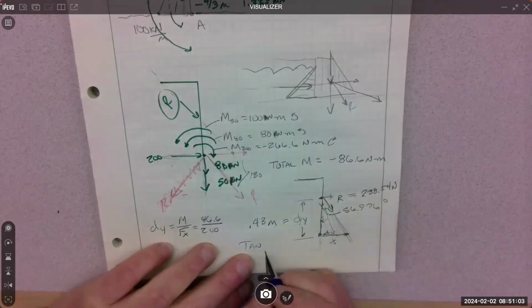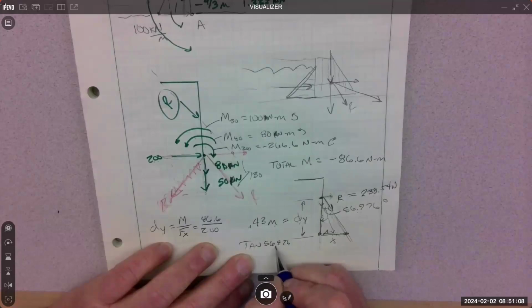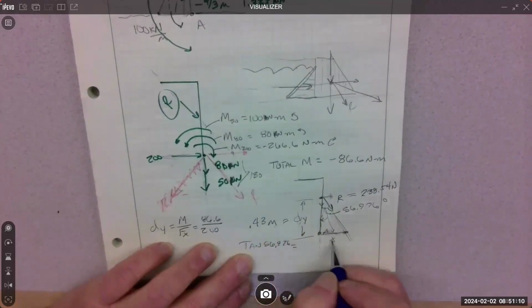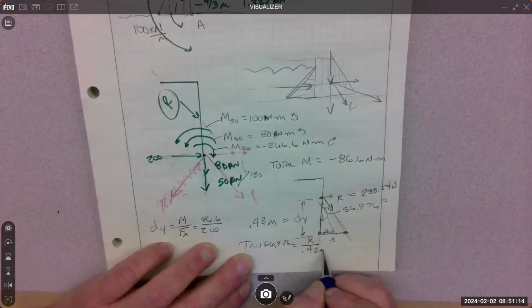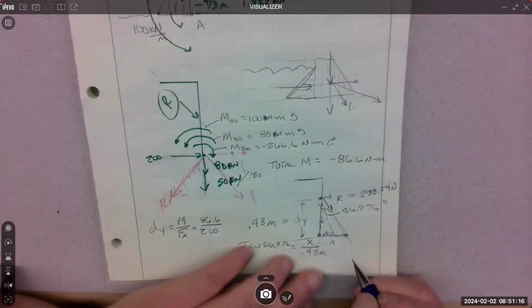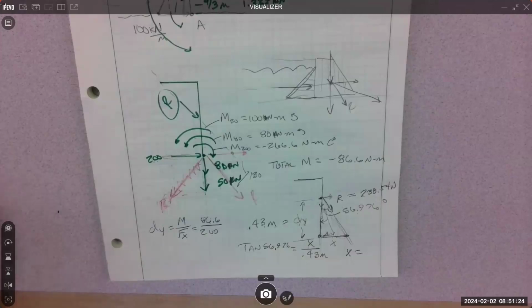So tangent of the 56.976 equals opposite x over adjacent 0.43 meters. This x distance equals that times that. 0.66 meters.